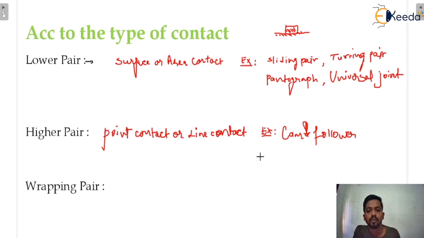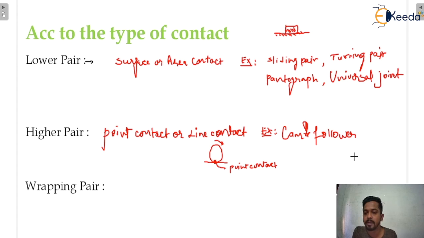If you want to know more examples of the higher pair, that would be a wheel running on a surface. For example, there is a wheel running on the surface. This will make a point contact here. There is a point contact, so that is why they are making a higher pair. Both are making higher pairs.